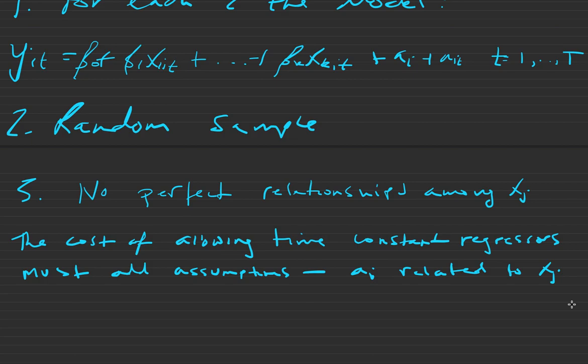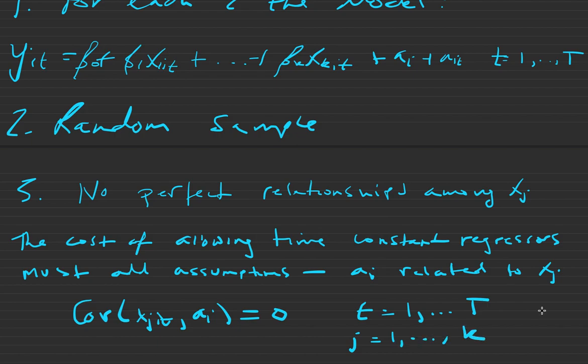And we have made that assumption. We started with that, that the covariance between xjit and a_i is 0 for t equals 1 through T, j equals 1 through k.